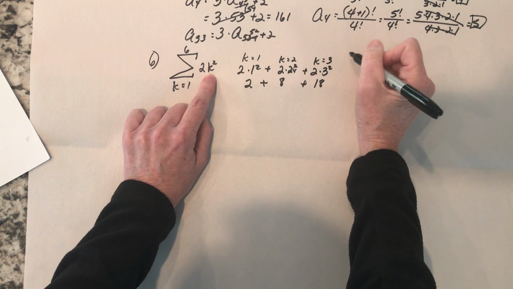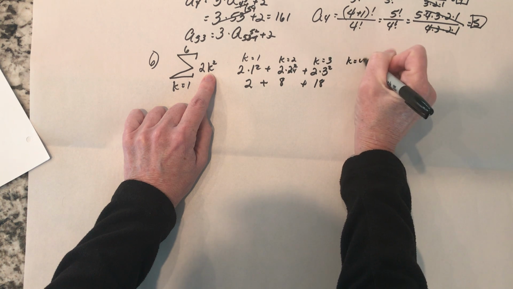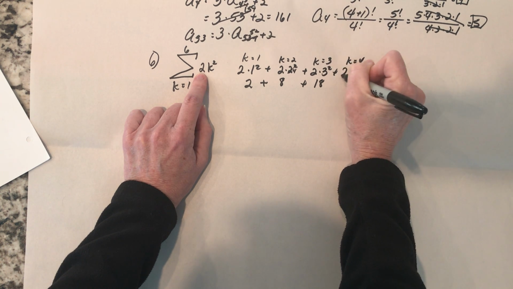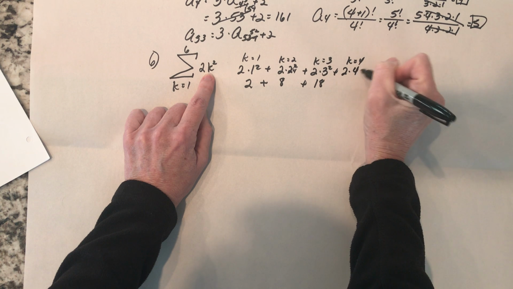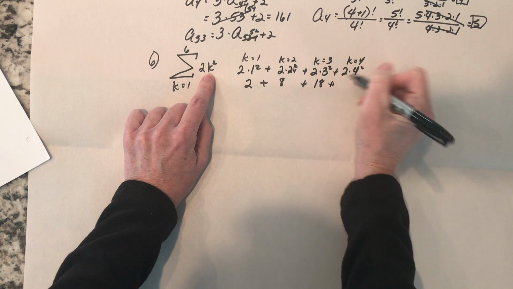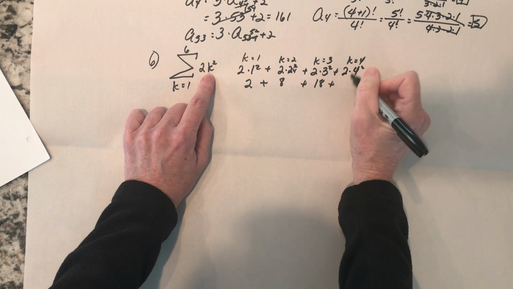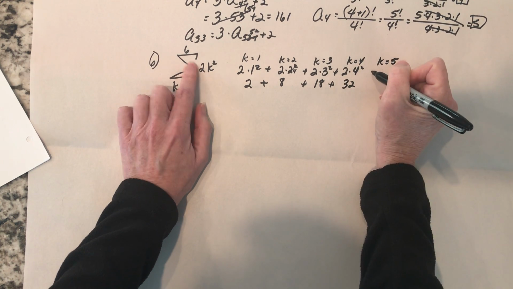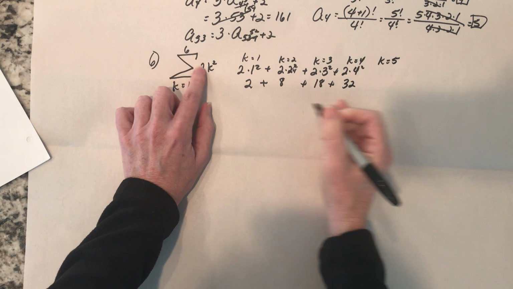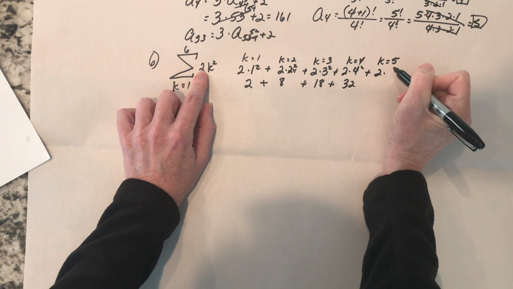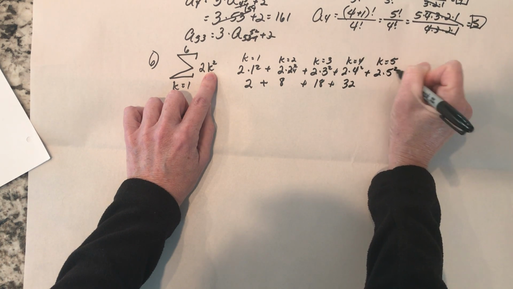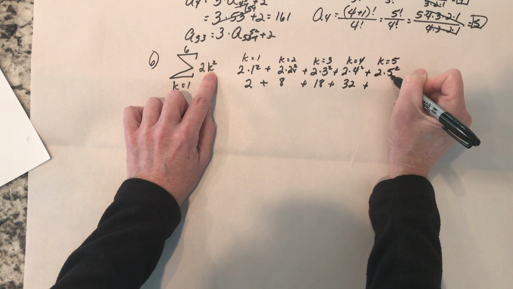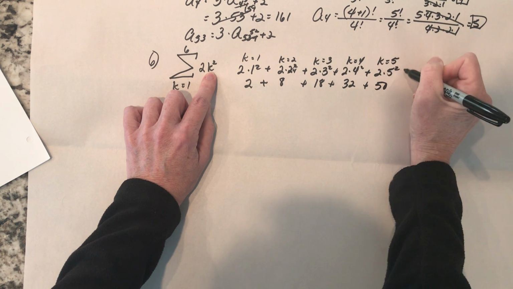We've got 3 more to do here. Where k is 4, use the formula. 2 times k, a 4 here, squared. 4 squared is 16. 16 times 2 is 32. k is a 5. We're almost done to our upper limit. 2 times 5 squared. 5 squared is 25. 2 times that is 50.